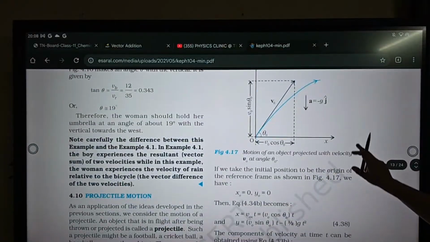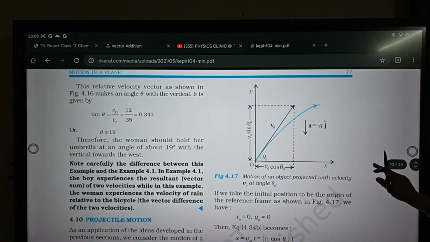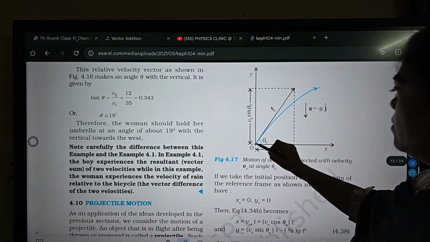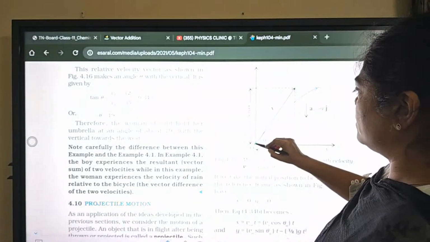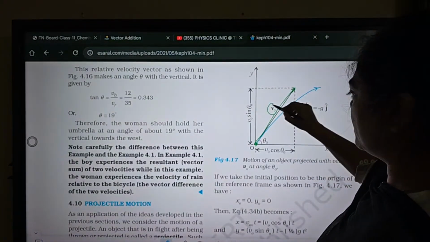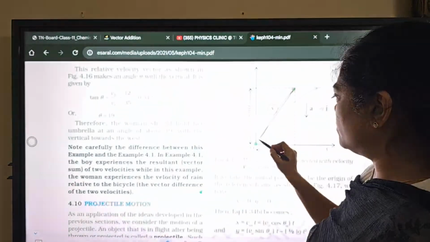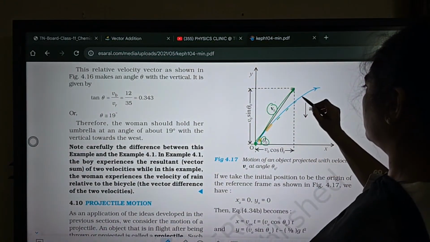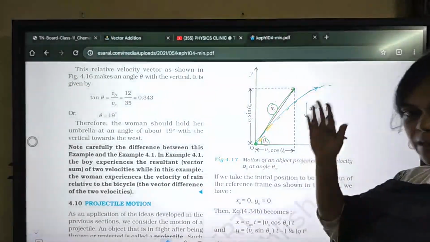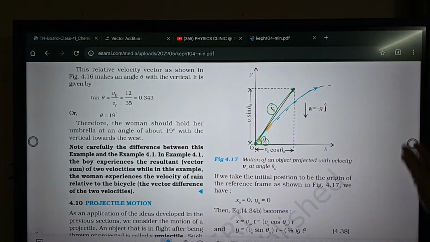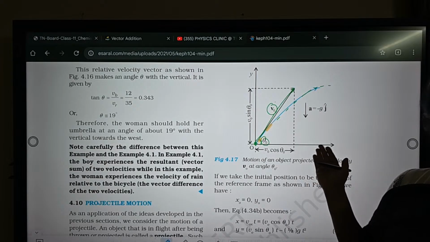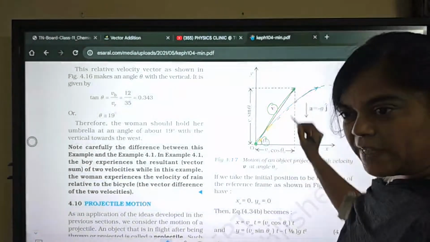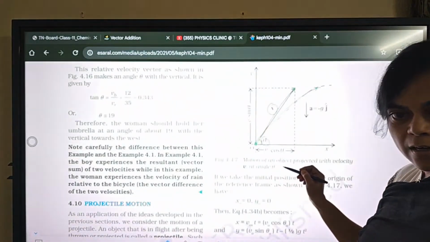Here you can see the object is projected from here. This is the initial velocity we have taken, and it forms an angle of theta naught. The blue color only shows the trace of the object, the trajectory of the projectile. Then you are able to split this into two components, right or not?